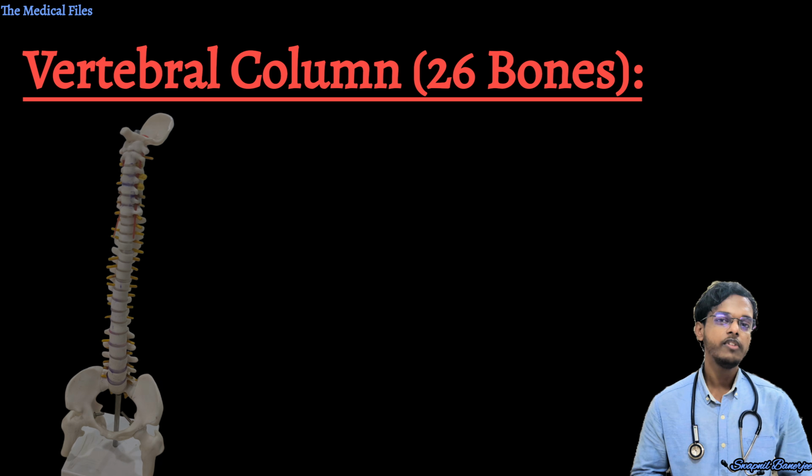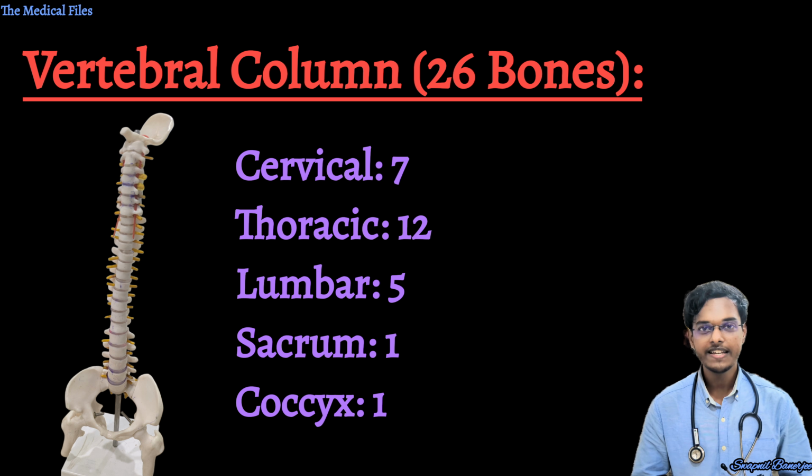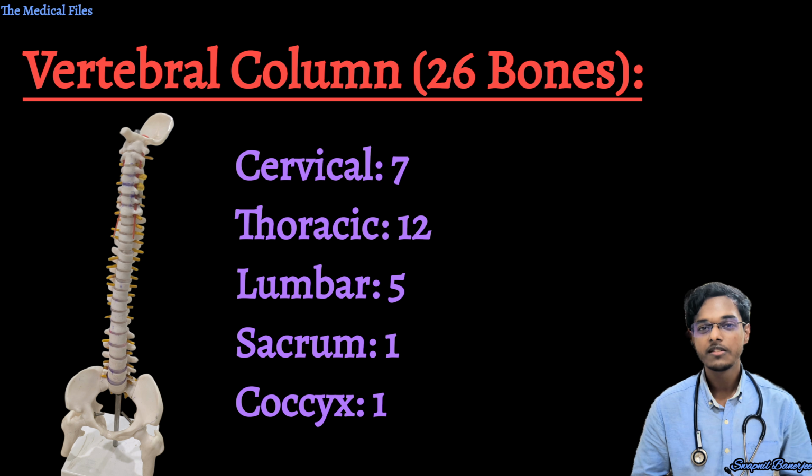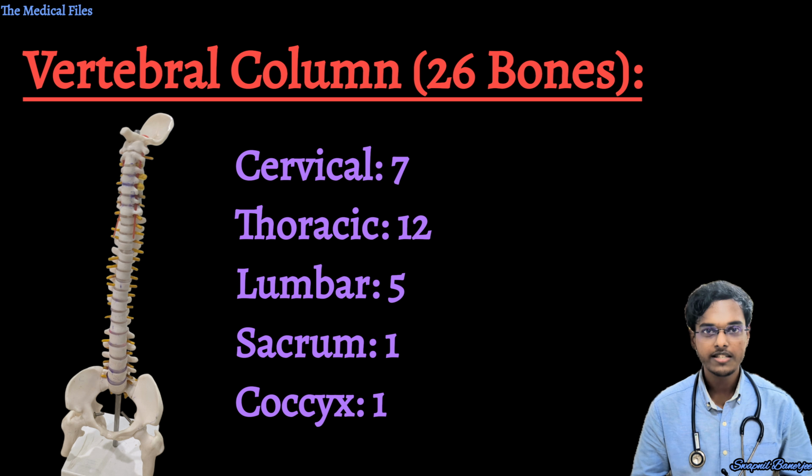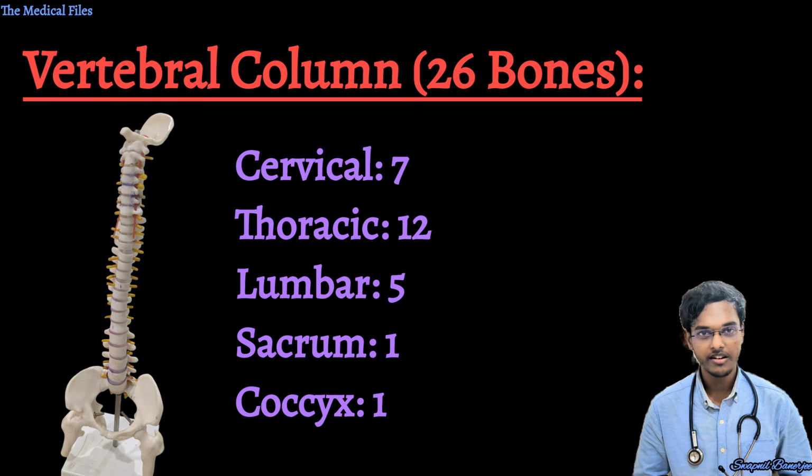Now coming to our vertebrae. So we have cervical vertebrae, thoracic, lumbar, sacrum, and coccyx. There are 7 cervical vertebrae, 12 thoracic vertebrae, 5 lumbar vertebrae, and 5 bones fuse in 1 sacrum, and 4 bones fuse in 1 coccyx. So total number is 7 plus 12 plus 5 plus 1 plus 1, 26.